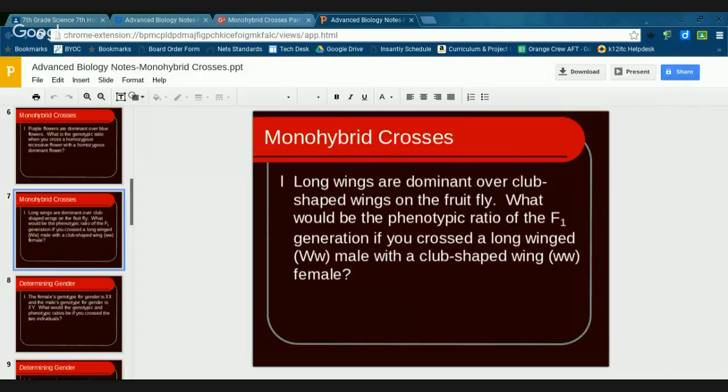So you should have gotten a 0 to 2 to 2 ratio. None of the offspring are homozygous dominant. 2 of them are heterozygous. 2 of them are homozygous recessive. So hopefully that's what you got. Okay.